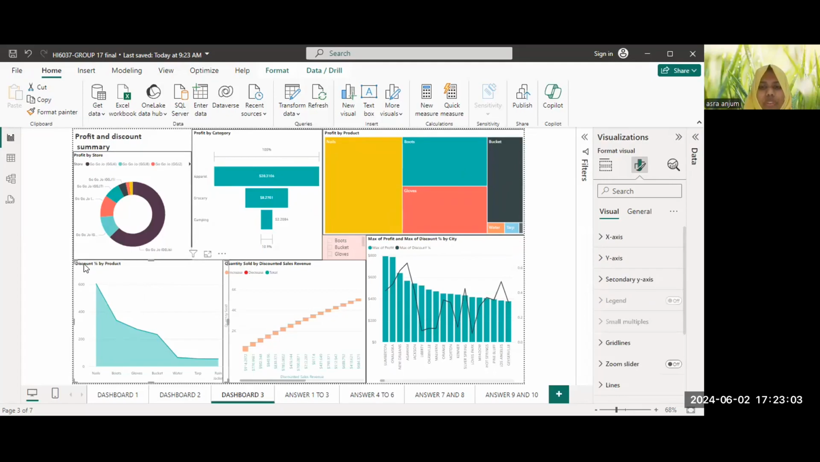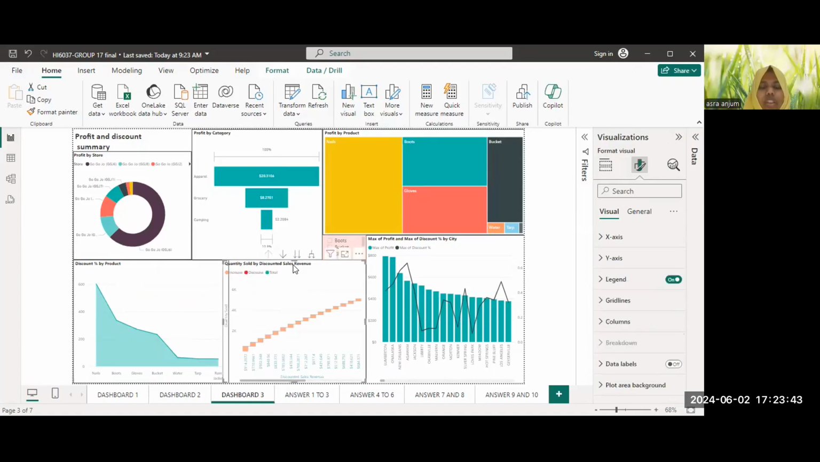If we move to the discount percentage by product, we can see here I have used an area chart because this area chart shows that the nails receive the highest discount, followed by the boots, gloves, and other products here. These area charts are effective for displaying changes over time or between different categories. This emphasizes for us the magnitude of discounts given over a period of time.